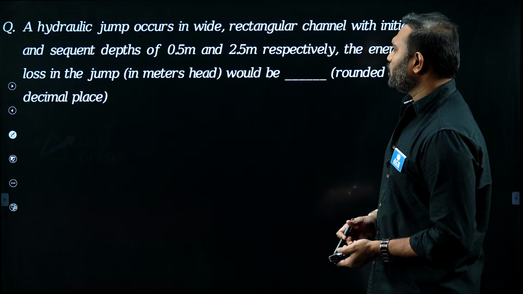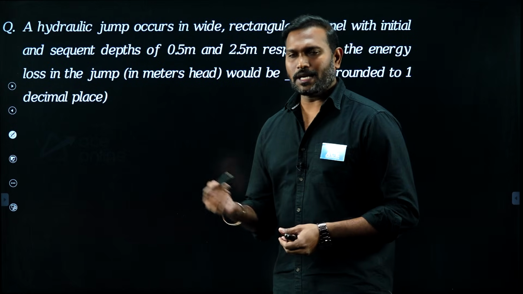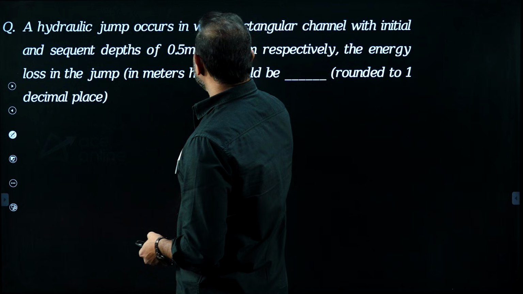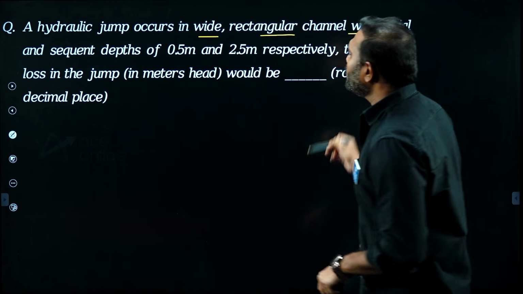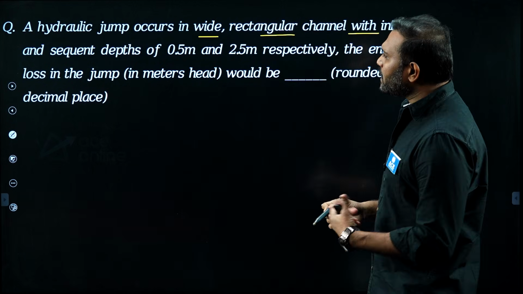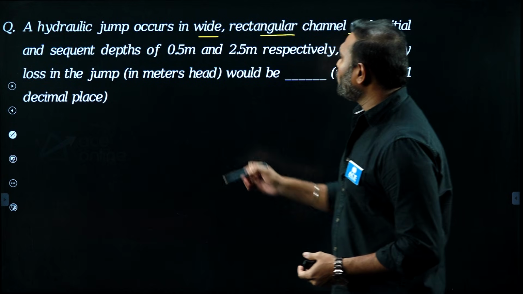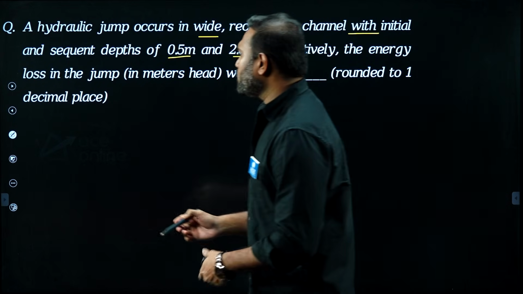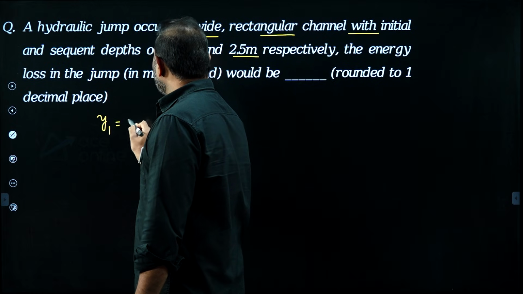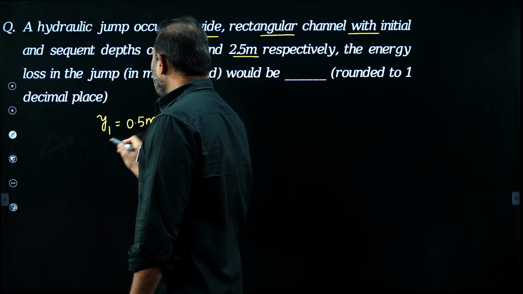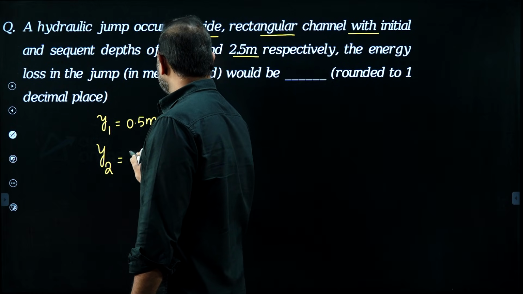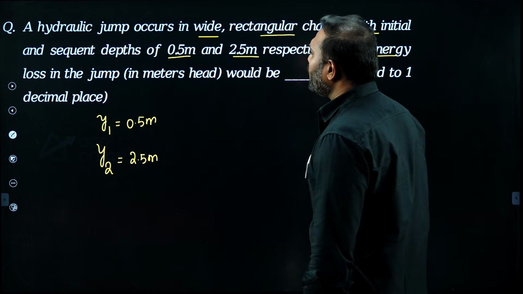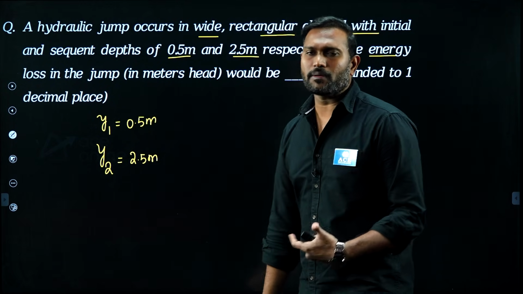Now see the first question. This is a NAT based on the hydraulic jump. A hydraulic jump occurs in a wide rectangular channel with the initial and sequent depths of 0.5 meter and 2.5 meter. Initial means before the jump and final means after the jump, that is 2.5 meters respectively. The energy loss in the jump is, this is one more question.